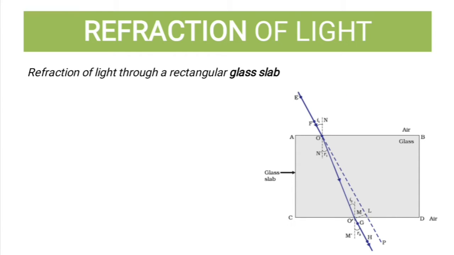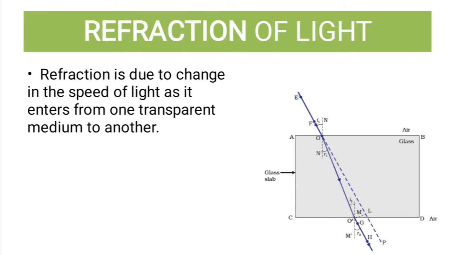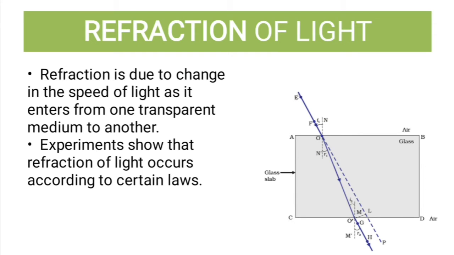And later on when it again exits the glass slab, it again bends, it goes away from the normal. So that's how refraction happens in the case of a glass slab. Refraction is due to change in the speed of the light, like I said earlier also. Experiment shows that refraction of light occurs according to certain laws.